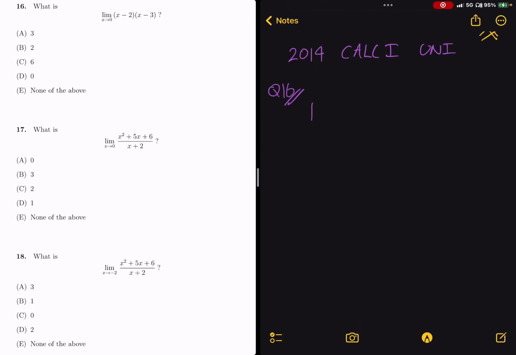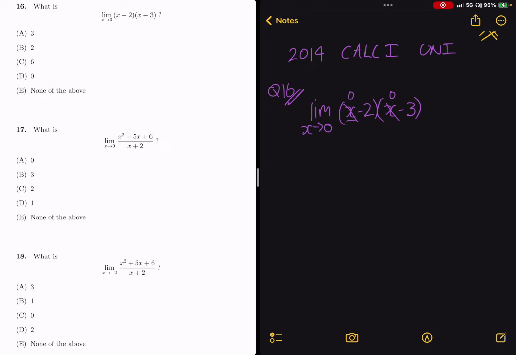We are told to find the limit as x approaches 0 of (x - 2)(x - 3). So this is a pretty simple limit. It's all just linear. It's just a product of linear functions. So this x is going to go to 0. This x is going to go to 0. You're going to get something that's approaching minus 2 times minus 3. That's going to be plus 6.